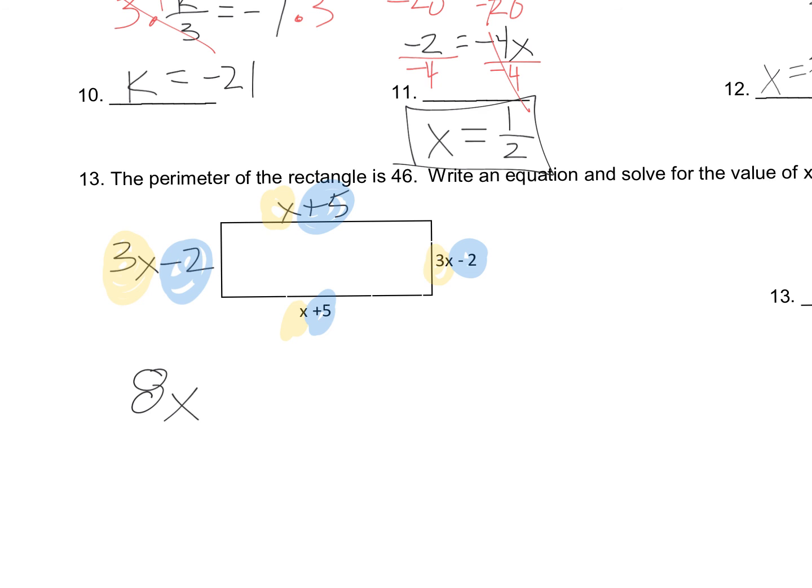Now I'm going to combine the constants, -2 plus 5, and again, you can combine these in any order. This is the order I'm deciding. -2 plus 5 is 3, 3 minus 2 is 1, 1 plus 5 is 6. So the perimeter in terms of x, or in terms of this algebraic expression, is 8x plus 6. But we also know the perimeter is 46, so we set those two equal.